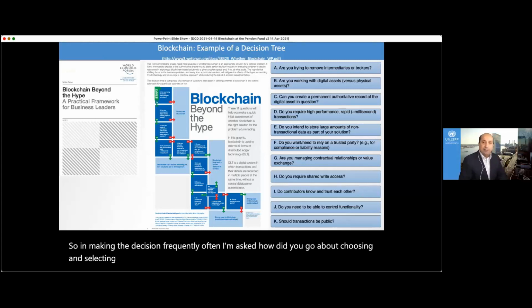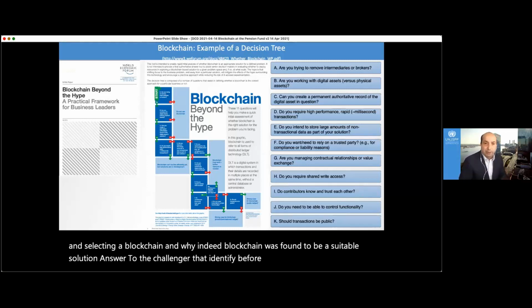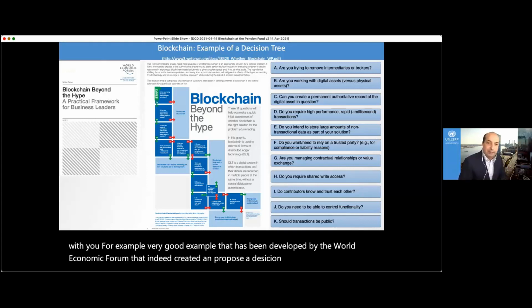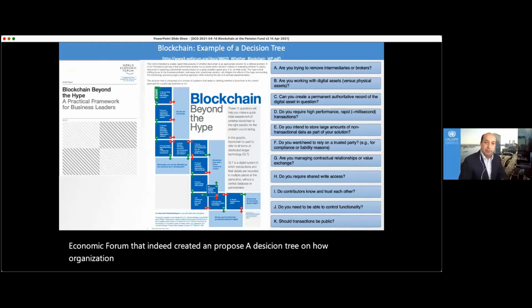In making the decision, I am often asked how did you go about choosing a blockchain, and why blockchain was found to be a suitable answer to the challenges I identified before? Here I am sharing with you a very good example developed by the World Economic Forum, which created and proposed a decision tree on how organizations can determine whether blockchain is an adequate solution.